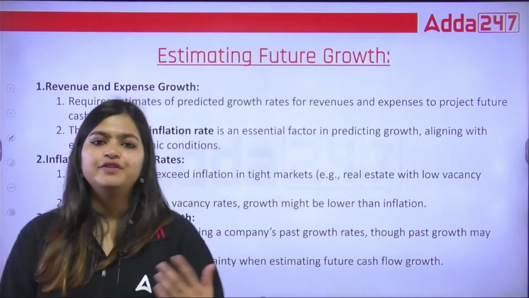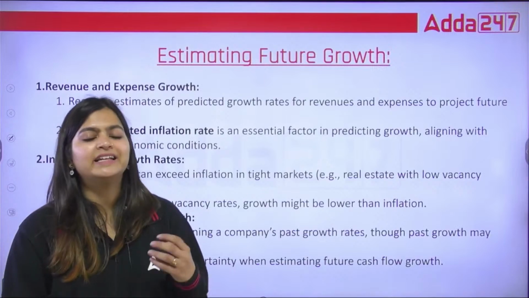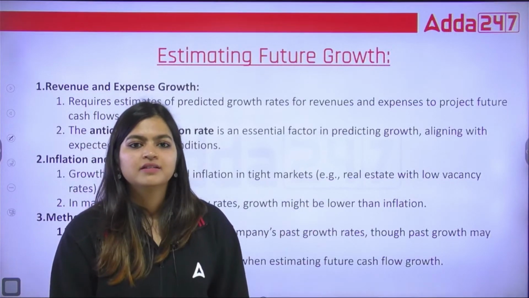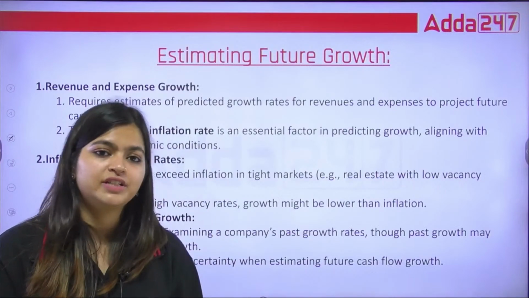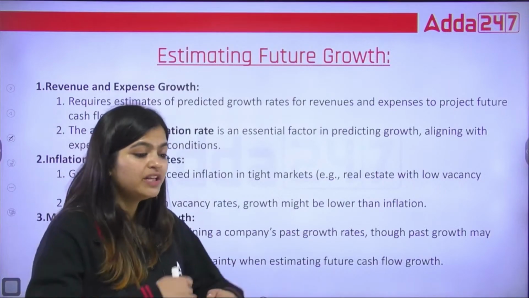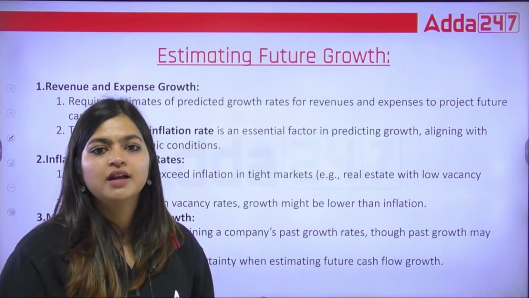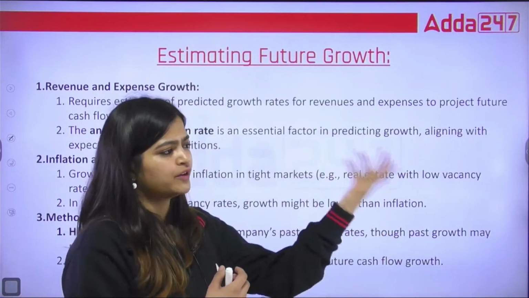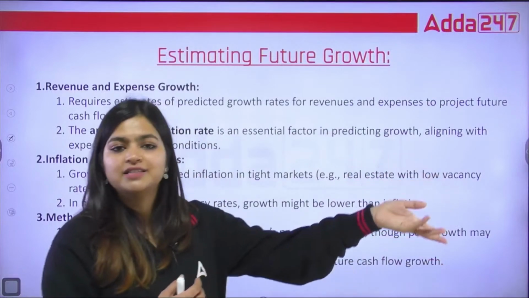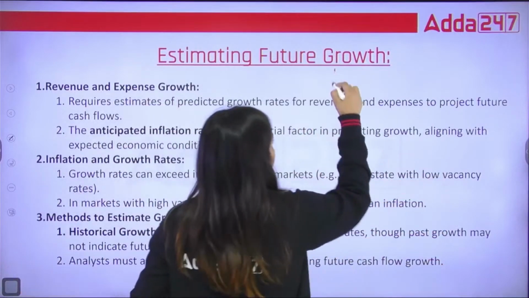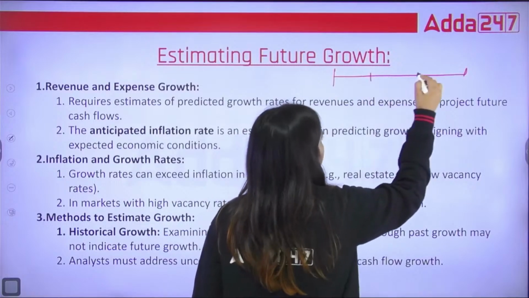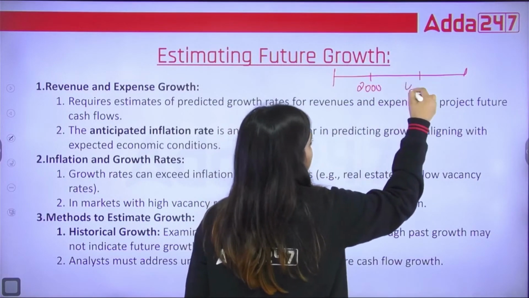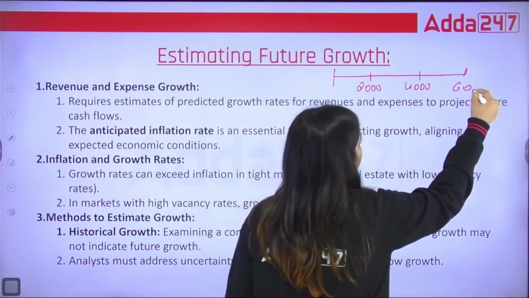Whenever we are investing, we are not only getting one constant amount. There might be growth in your returns, an increase in your returns. Like in the first year you receive 2,000, next year 4,000, and in the third year 10,000. You can see the growth. Suppose again 3 years: first 2,000, next 4,000, after that 6,000.